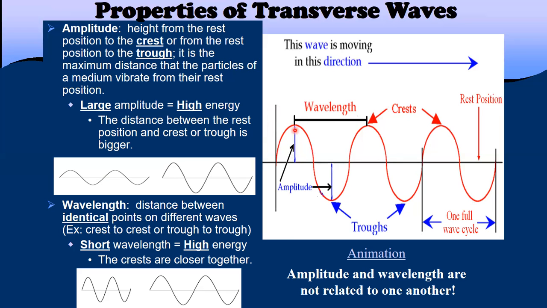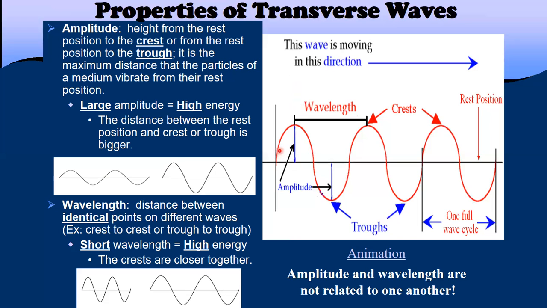Now you don't have to use the crest though. You can also use the trough because the crest and trough are identical. So you can either measure from the rest position to the crest, or from the rest position to the trough. Now it has to be to the center of the trough or the center of the crest. You can't come down here and measure, and you can't come over here and measure. You have to go from the rest position to the very highest point, or the rest position to the very lowest point, okay? Now, if we have a large amplitude, that means we have high energy. We got a lot of energy going on, okay? That means the distance between the rest position and the crest is bigger, right? So if that's bigger, we have more energy.